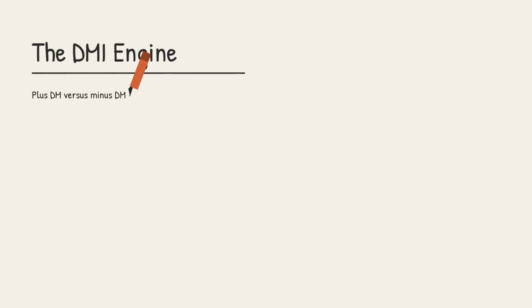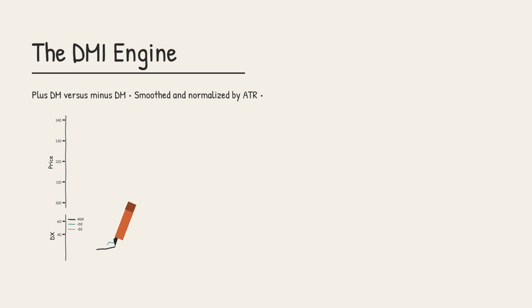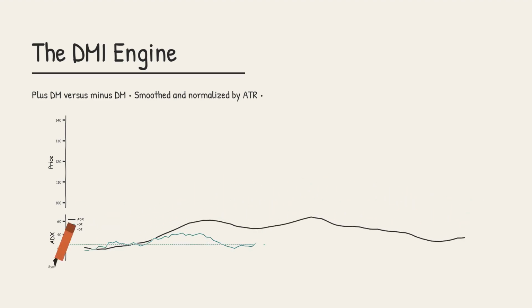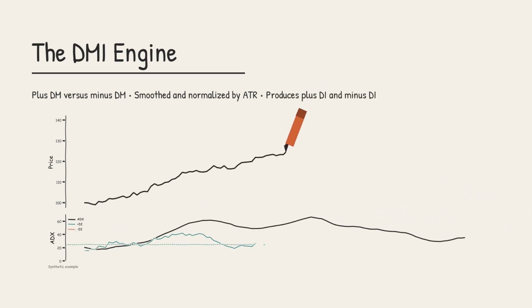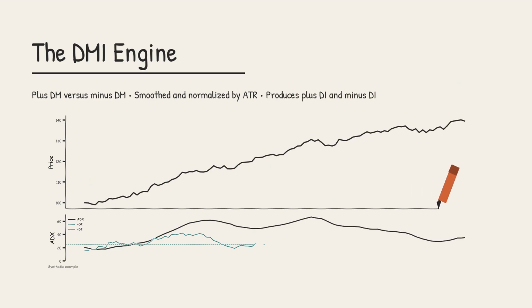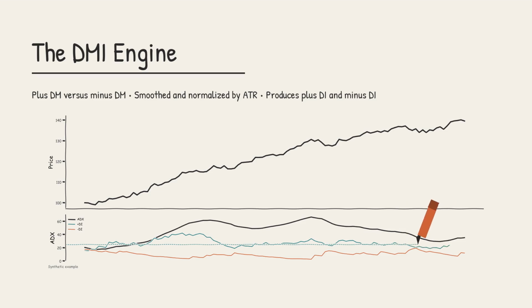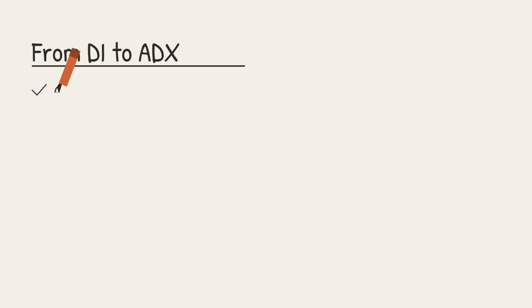ADX is built from the Directional Movement Index. For each bar, plus DM is today's high minus yesterday's high, when that exceeds yesterday's low minus today's low. Minus DM is the opposite. These raw values get smoothed over 14 periods and divided by average true range to give plus DI and minus DI, the two directional lines. Now the clever part. Wilder takes the absolute difference between plus DI and minus DI, divides by their sum, and smooths it. That gives you ADX.